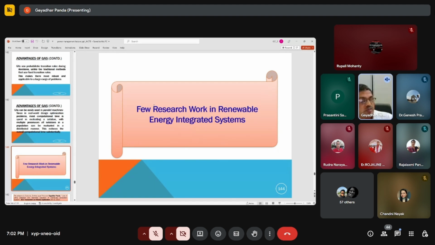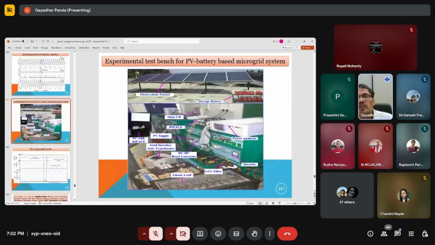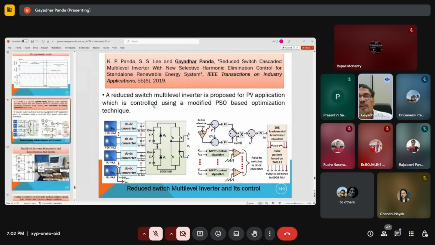And these are a few research papers. Many other papers are there. You can see our institute website or Google Scholar, so that you can read our papers if you are interested in any particular domain.